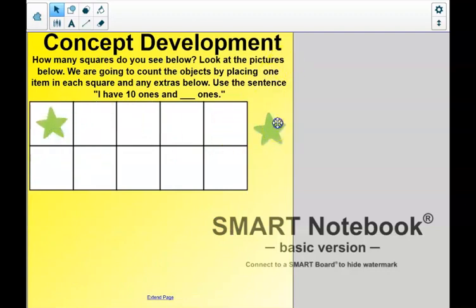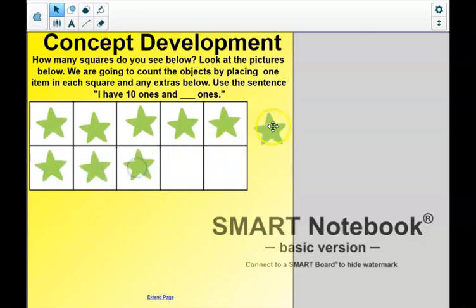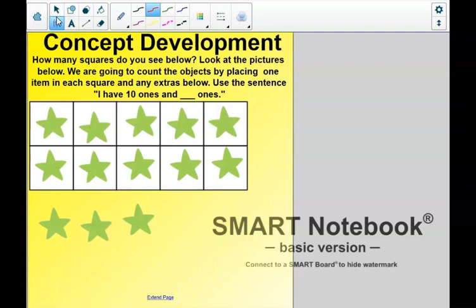Okay, let's see how many stars we have. Okay, so as I'm filling them in, think about what we're going to say. Pause me and think about how I would say I have 10 1s and blank ones. Remember, the blank is how many we have left over from our first group of 10. Okay, so we have 10 1s, and how many are left over? 3 1s. Okay, but challenge time. So I have 10 1s and 3 1s.